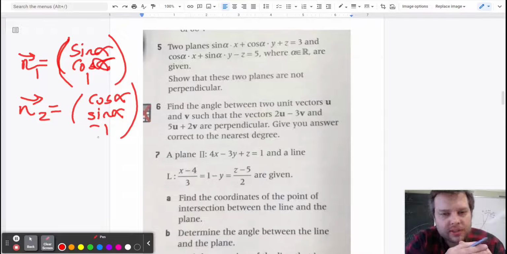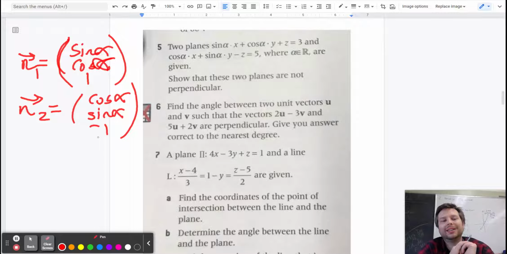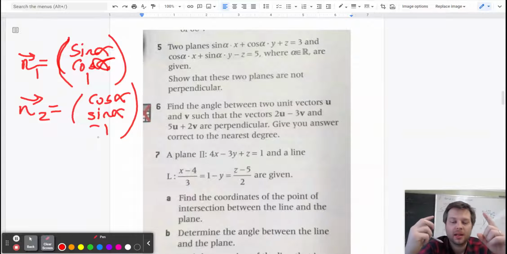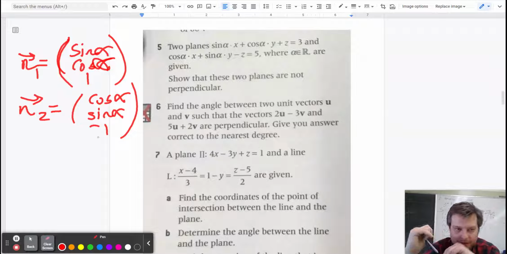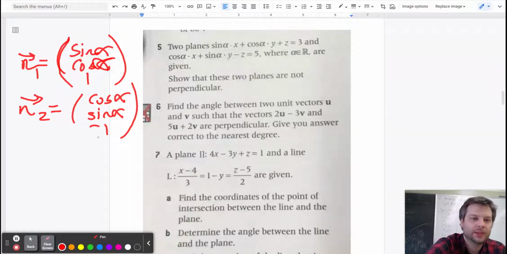And we are asked to show that these two planes are not perpendicular. If the planes are perpendicular, then their normal vectors are also perpendicular. And if things are perpendicular, their dot product makes 0. So let's see if this makes 0.